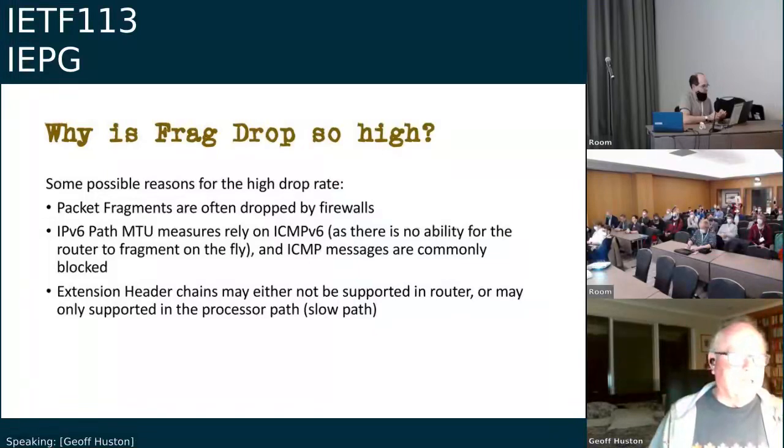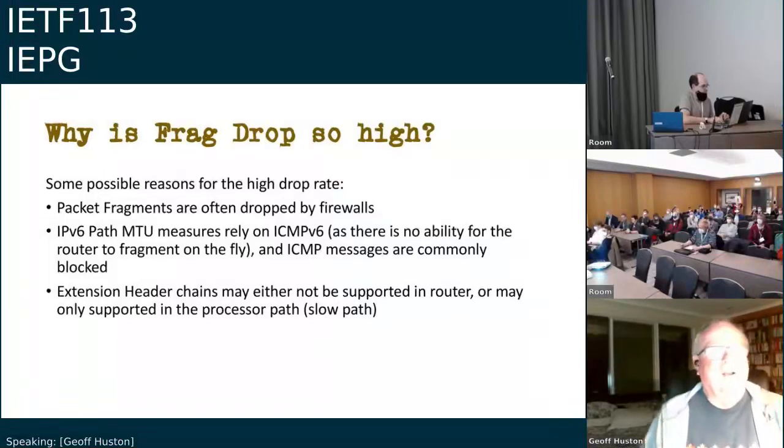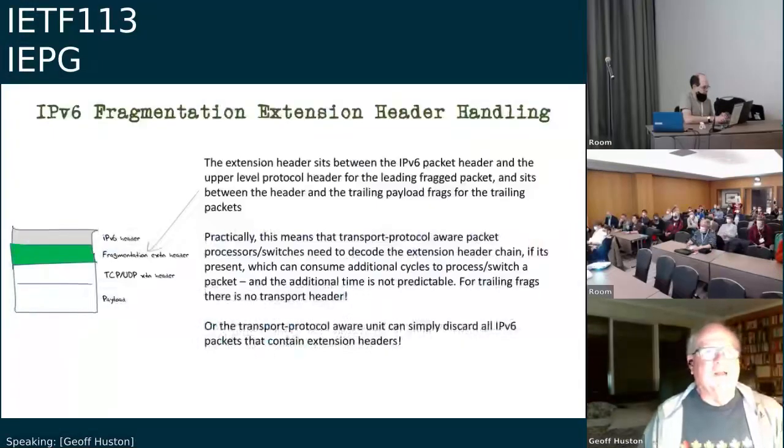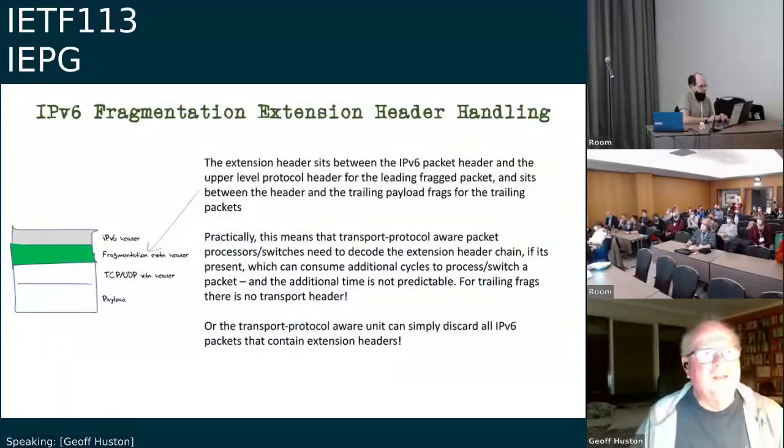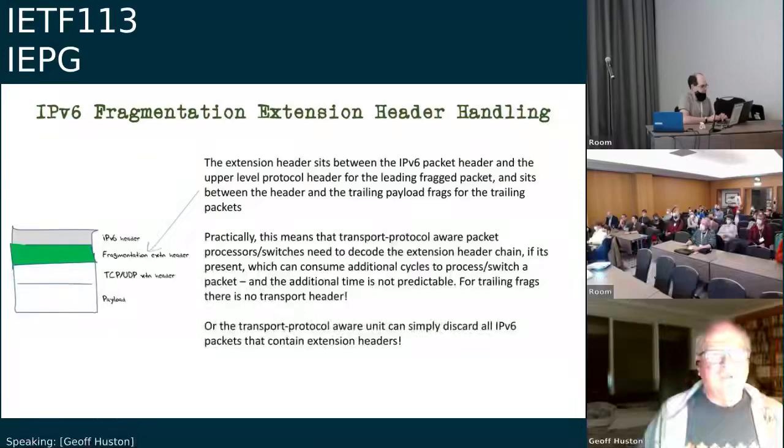And the other part of this issue is extension header chains are supported variably. Okay, so there's a problem here. The extension header handling, because it sits between the v6 header and the upper level protocol, the transport header, also means that some transport protocol aware processors, be they switches or whatever, find the wrong data at the wrong offset. You go, but why is network middleware looking at the upper level protocol header?